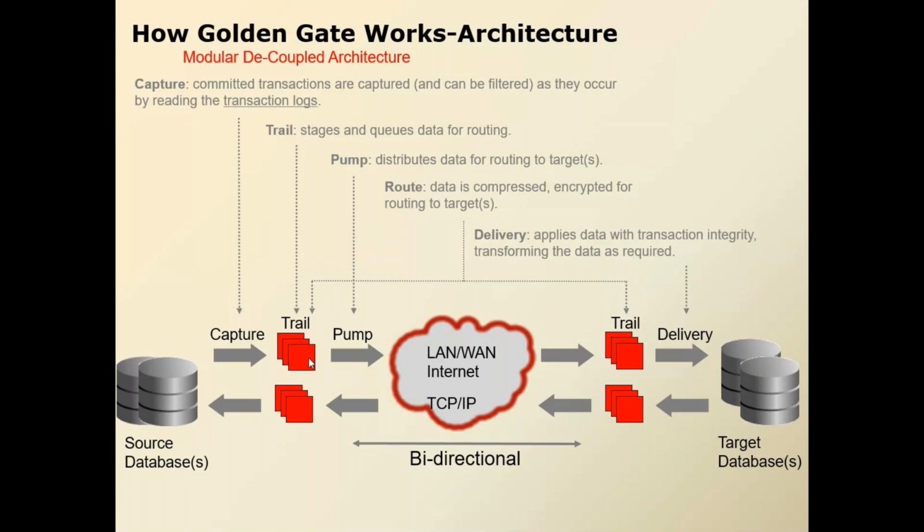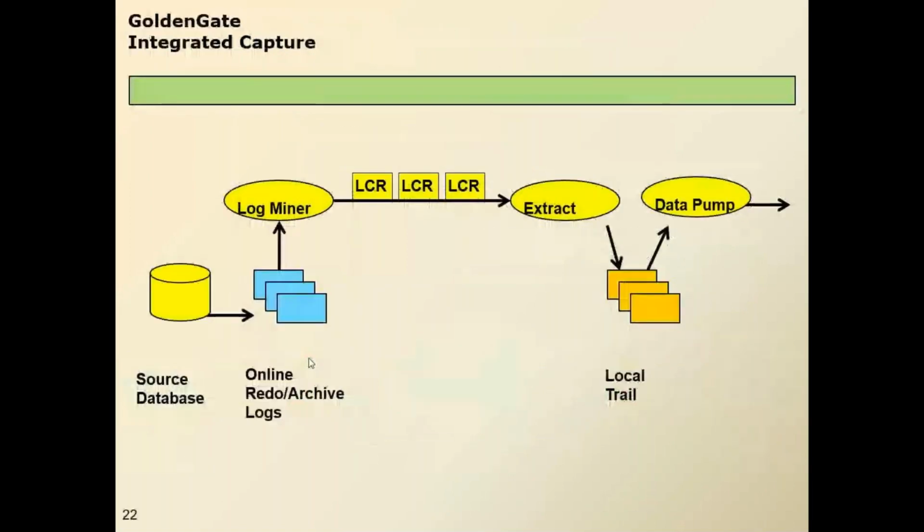So in classic extract, what happens is the extract process establishes the connectivity with the source database directly. However, integrated capture, which was introduced from GoldenGate version 11.2.0.4. What happens in case of integrated extract is, integrated extract does not establish the connectivity directly with the source database.